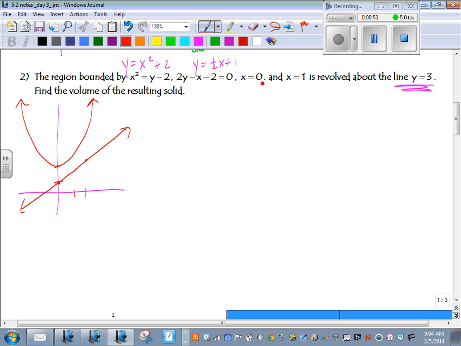And then we have the lines x equals 0, which is just going to be the y-axis, and x equals 1. So we're looking at this region right here. And we're going to revolve this around the line y equals 3. So this is our axis of revolution.